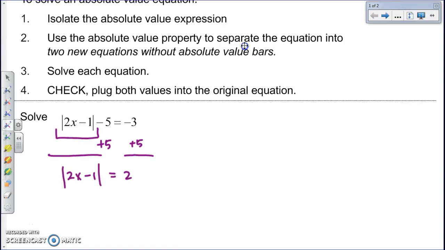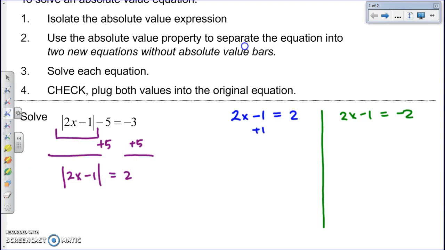So now we have completed step 1, which is to isolate the absolute value expression. And now we can use the absolute value property to separate the absolute value expression into two new equations without the absolute value bars. So we're going to have 2x minus 1 equals 2. And we'll also have 2x minus 1 could equal negative 2. Solve for x. And solve for x for the green side as well.